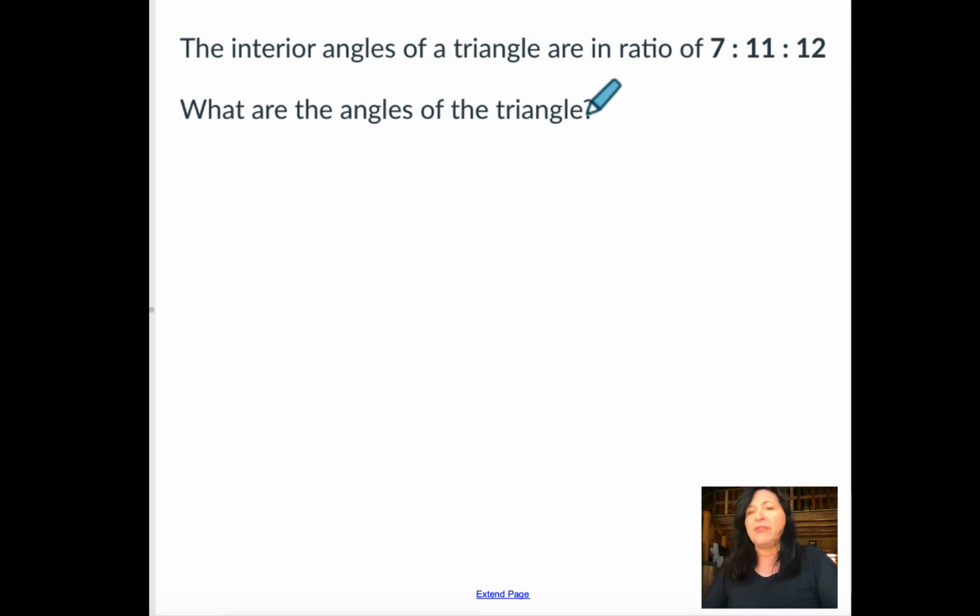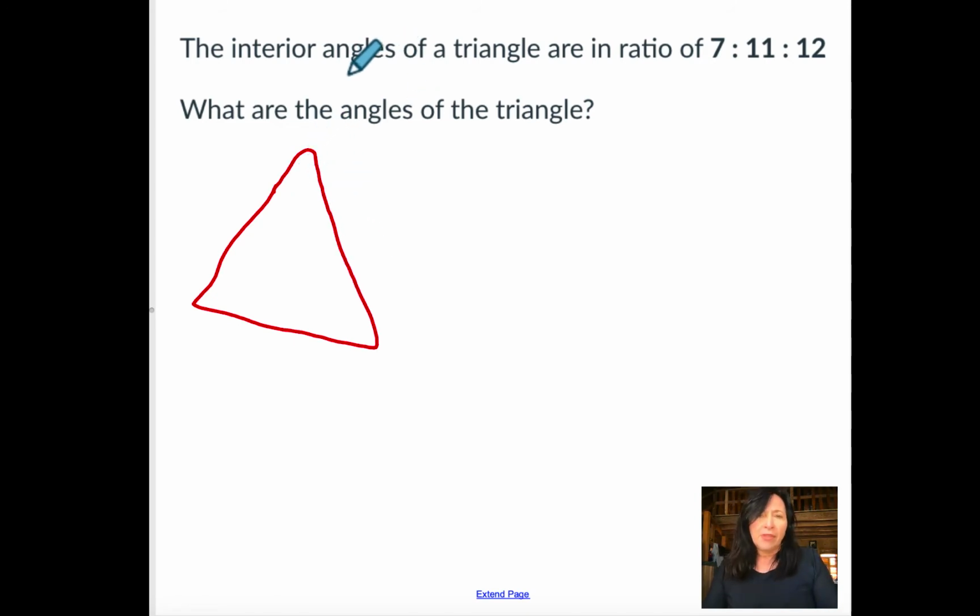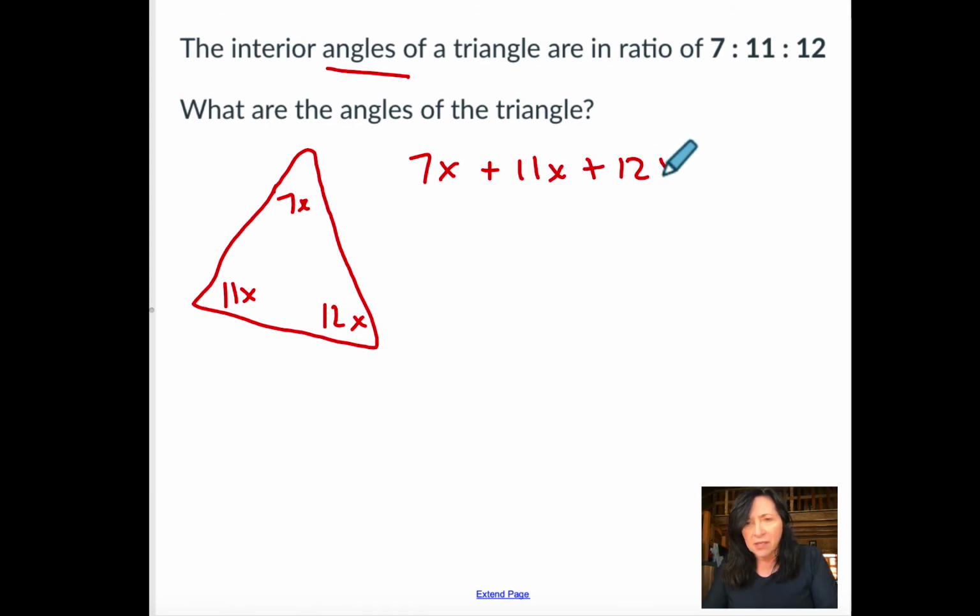The interior angles of a triangle are in ratio of 7 to 11 to 12. What are the angles? So you just draw a makeshift triangle. Remember, these are ratios of angles. So this is going to be 7 of something, 11 of something, and 12 of something, and we know that the sum of the angles is 180. We don't know what the multiplier is, so we're going to say 7x plus 11x's plus 12x's is going to equal 180.